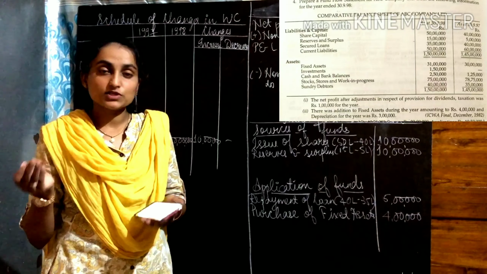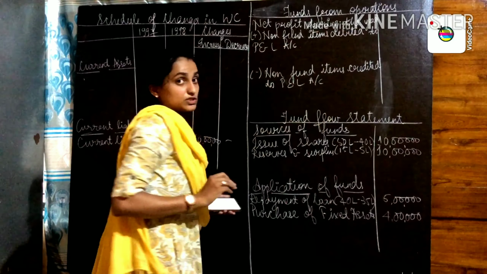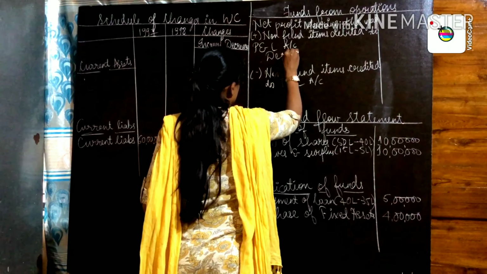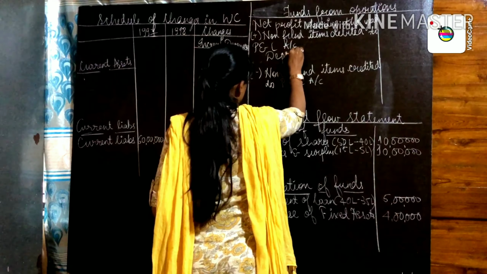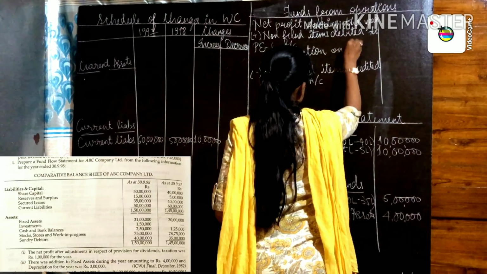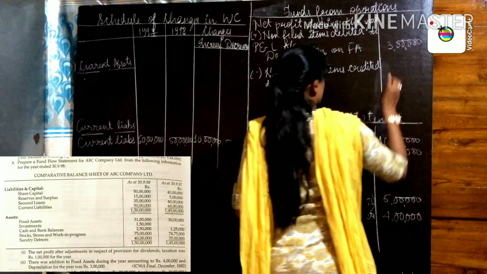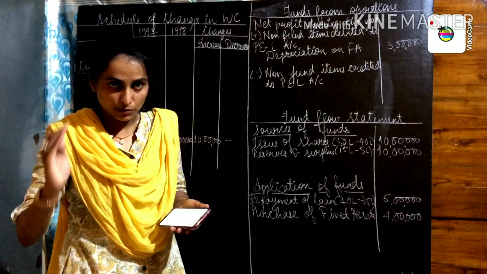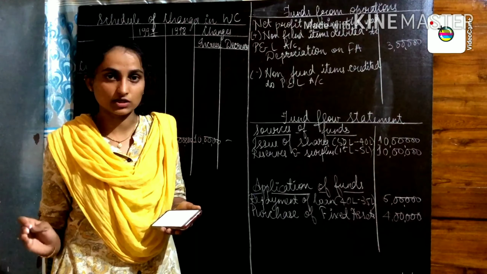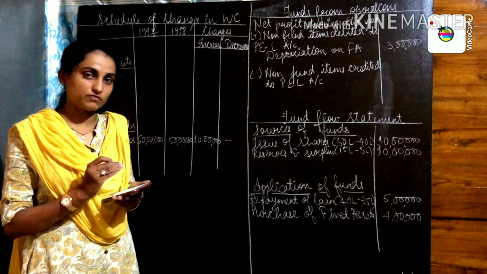And they have charged a depreciation of 3 lakh rupees. Depreciation is a non-fund item which is debited, so we have to add it back. Depreciation on fixed assets, 3 lakh. So 30 lakh was opening. We purchased 4 lakh assets, 34 lakh, minus 3 lakh depreciation, 31 lakh remain. That's how the closing balance of fixed assets has come to 31 lakh.